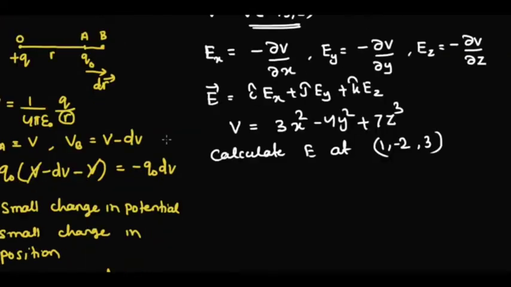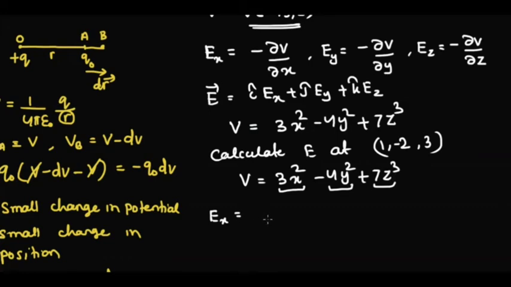So first write the equation. V is equal to 3x square minus 4y square plus 7z to the power 3. You can see that the potential is a function of all three coordinates: this term involves the x coordinate, this term involves the y coordinate and this term involves the z coordinate. Now first I have to find Ex, the x component of the electric field. Ex is how much? Minus del V by del x.